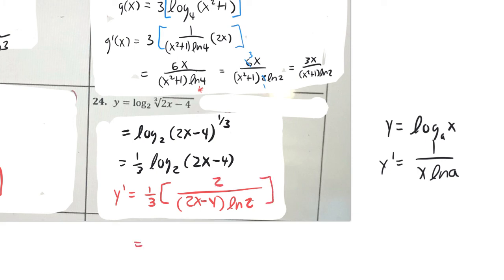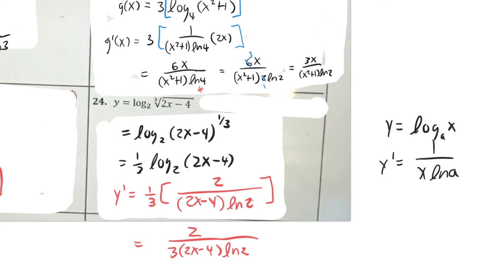So at the end of the day, we're going to have 2 over 3 times 2x minus 4 times ln of 2. And when I look at this natural log here, I do not see an opportunity to extract any exponents. So therefore, there's nothing to be done there.